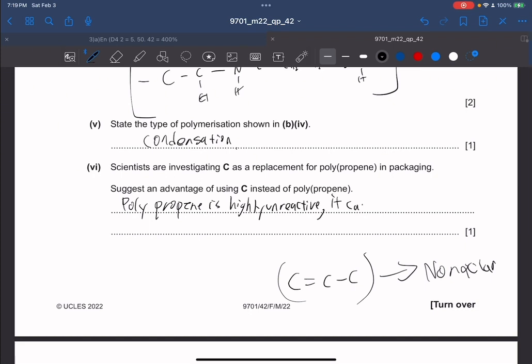It can't be biodegraded or hydrolyzed. C can be easily hydrolyzed because of the amide bond.